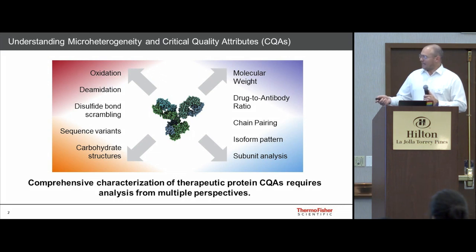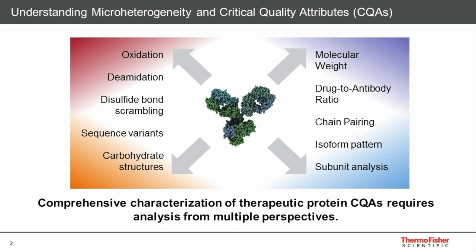Any time that we have a biologic or a therapeutic protein, basically this is a complex mixture. So comprehensive characterization of trying to account for these possible modifications, oxidation, deamidation, scrambling of disulfide bonds, possible sequence variants, this is something that requires multiple approaches, and it's the cumulative effect of these multiple approaches that allow us to understand these very complex molecules.